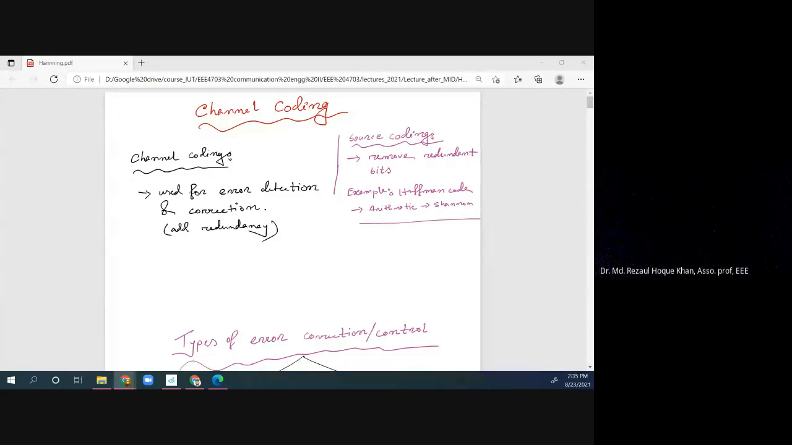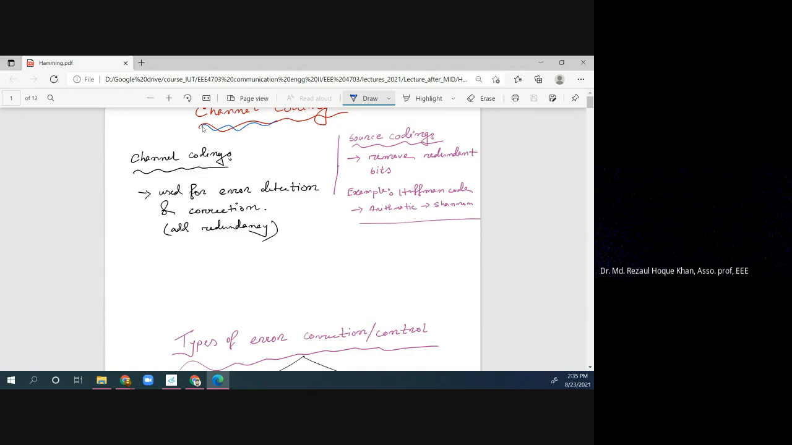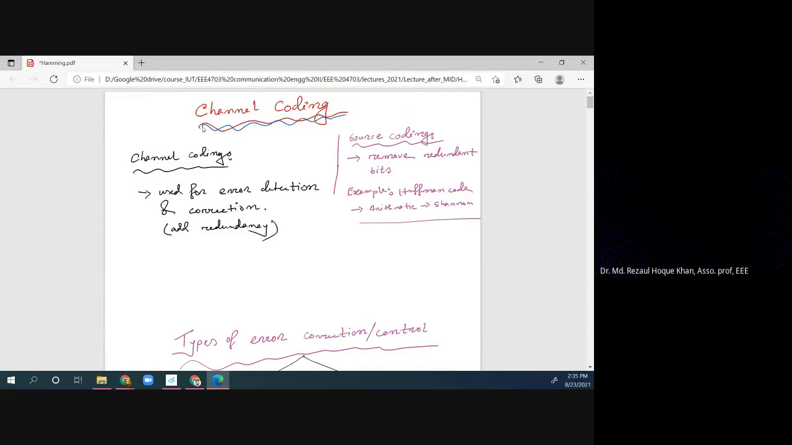Now this is our new topic. Actually, this is our last topic also, channel coding. We have already covered a small portion of source coding. Source coding is not that much in our syllabus, that's why channel coding is a little bit longer syllabus.